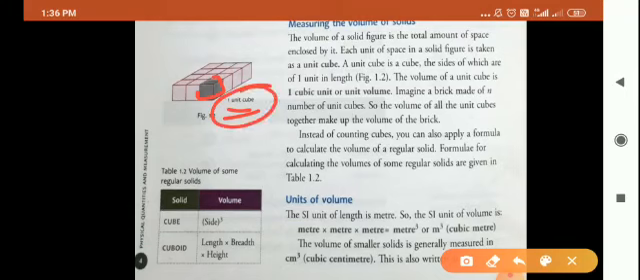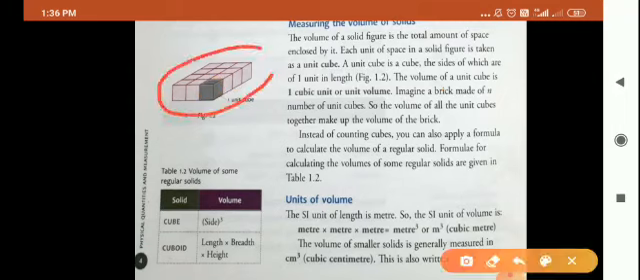See here. Each unit of space in the solid figure is taken as a unit cube, and a unit cube is a cube of side 1 unit in length. The volume of a unit cube is 1 cubic unit. Now imagine a brick made up of n number of unit cubes. Now suppose, children, this is your brick. A brick is also somewhat like this.